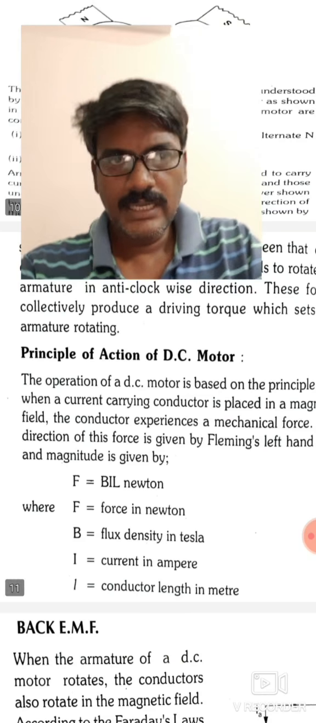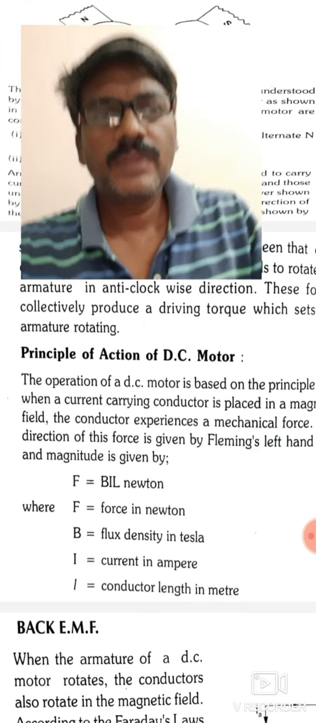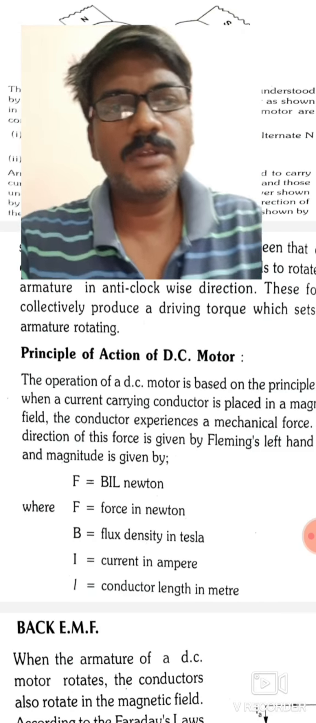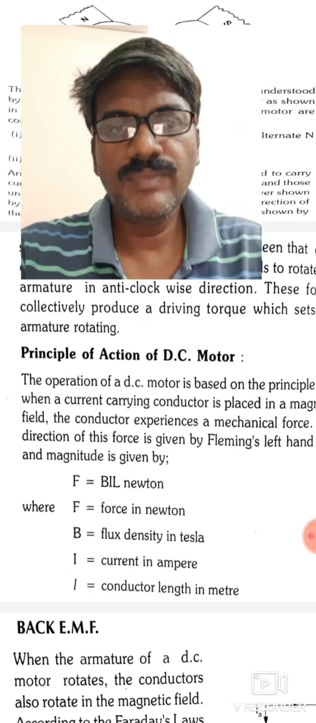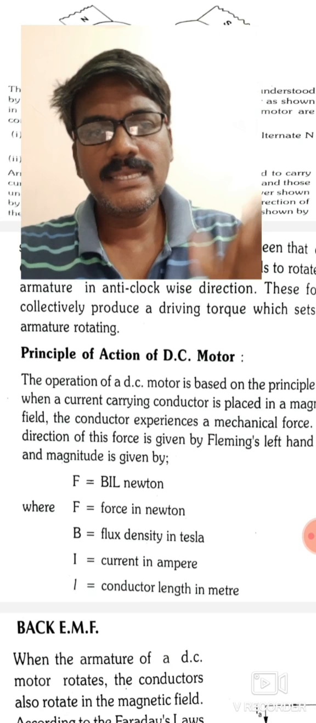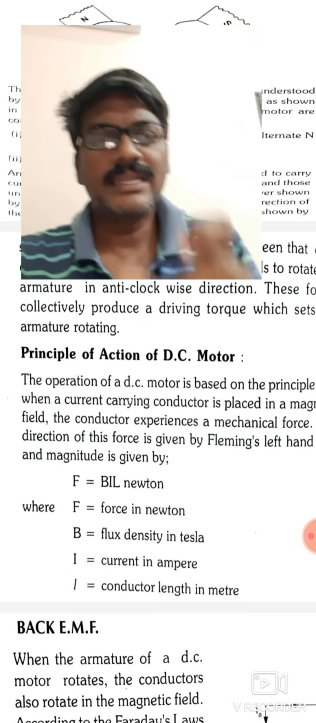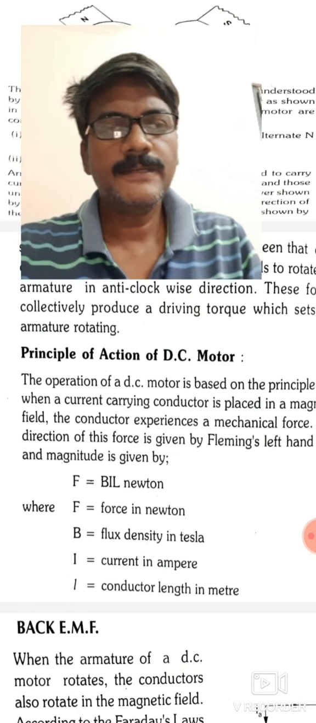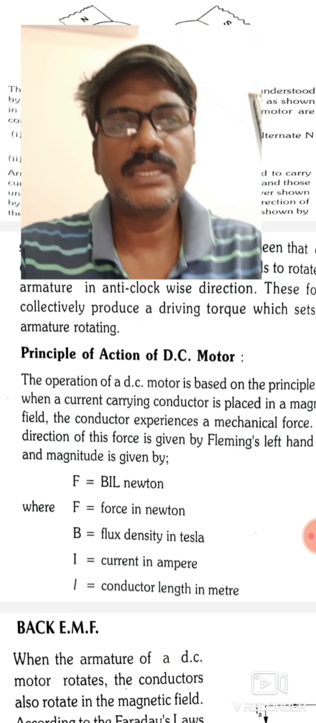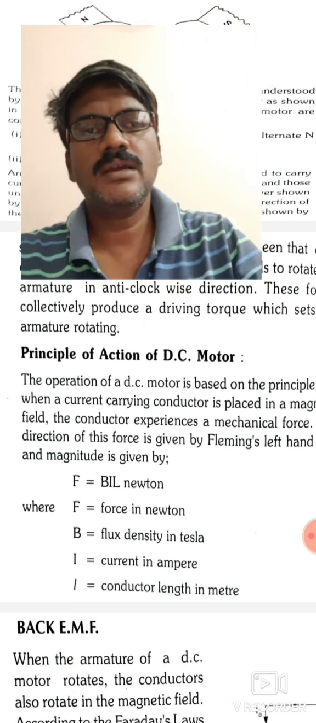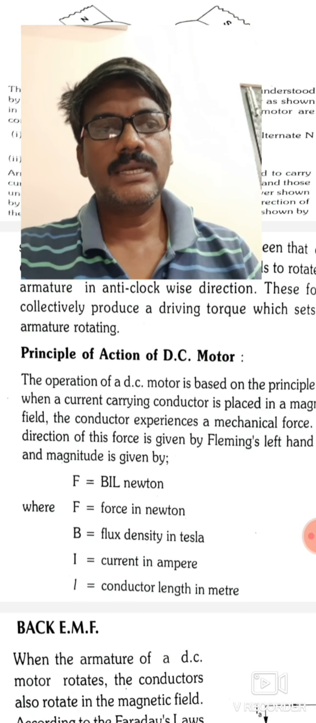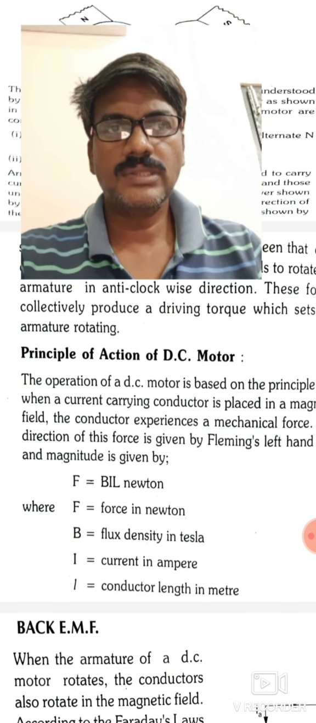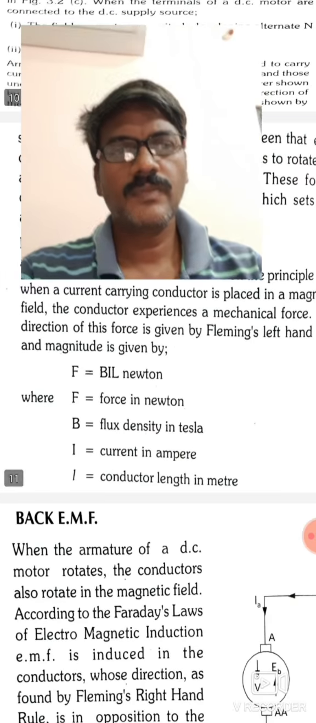So we know that when a current carrying conductor is placed in a magnetic field, it experiences a force. That force is given by F equals BIL newtons, where F is the force in newtons, B is the flux density in Tesla, I is the current in amperes, and L is the conductor length in meters, right?